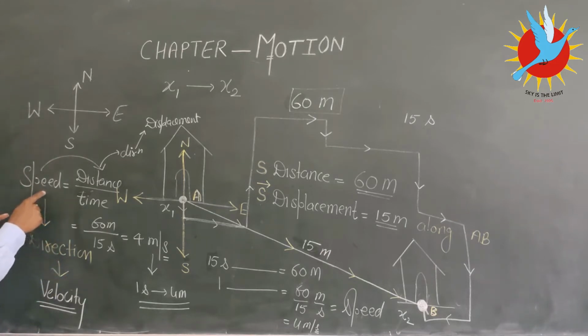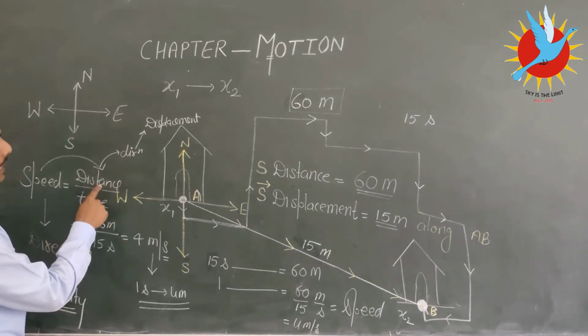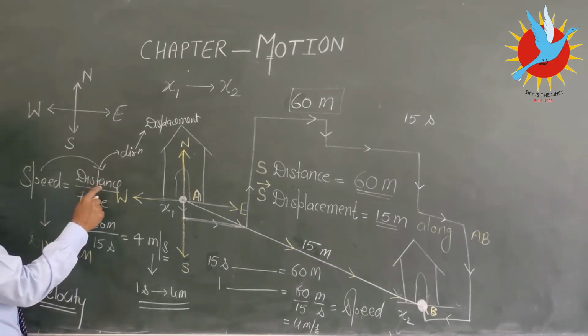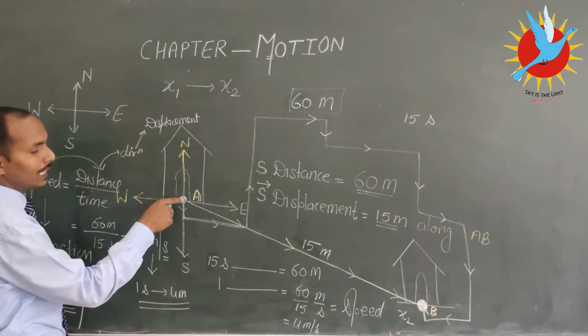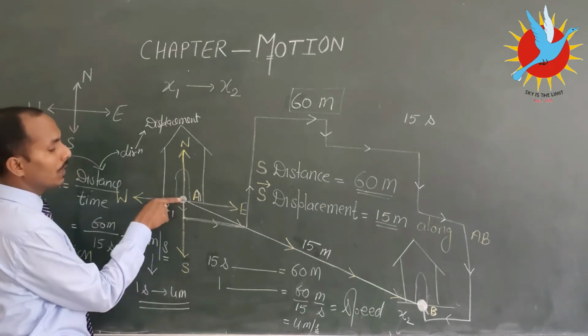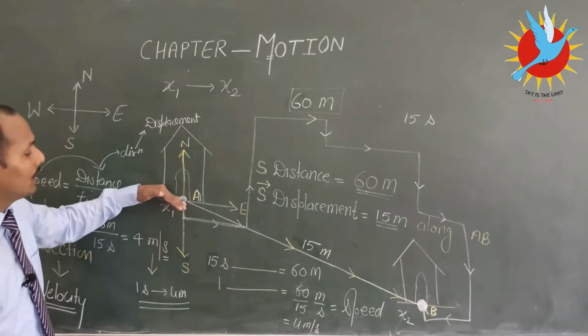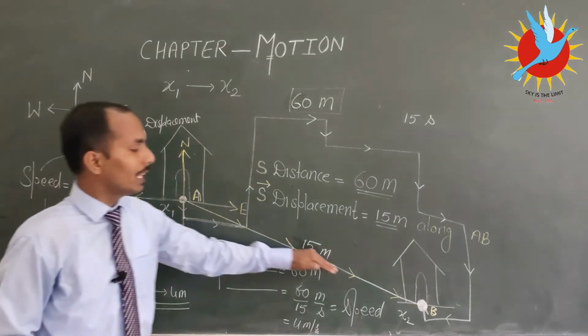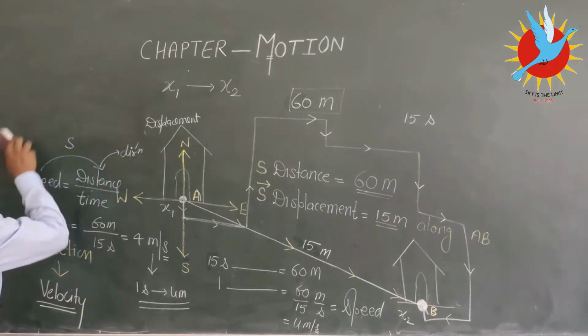And how do you give it direction? Give the direction to distance. When we give direction to distance, it becomes displacement. When you give a single particular direction, it becomes displacement. So try to understand.